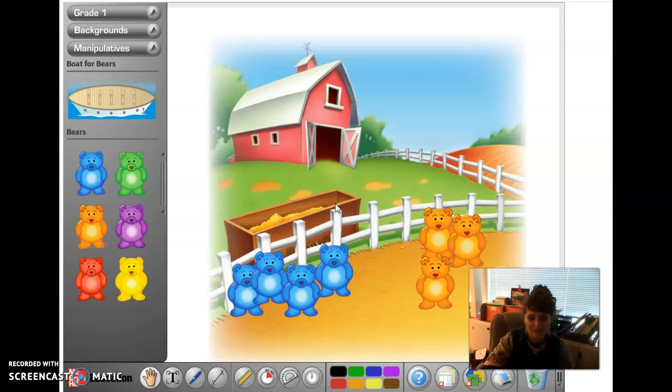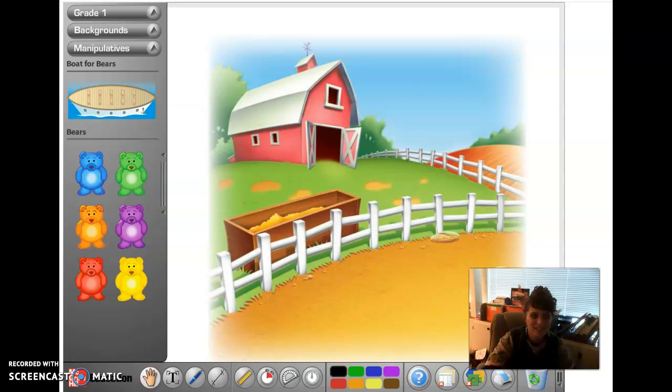All right. So we had 4 bears and 3 more bears joined in. Our total number of bears is 1, 2, 3, 4, 5, 6, 7 bears. Awesome. All right, let's do another one.